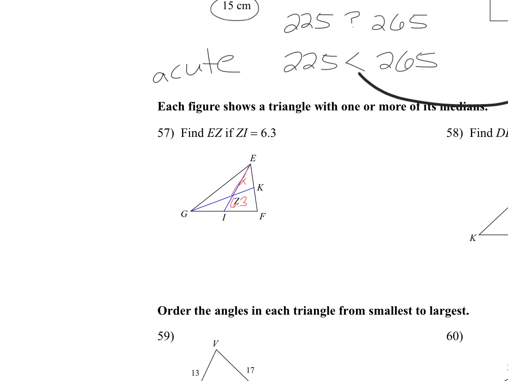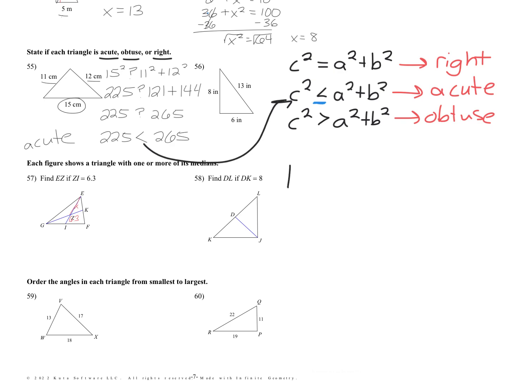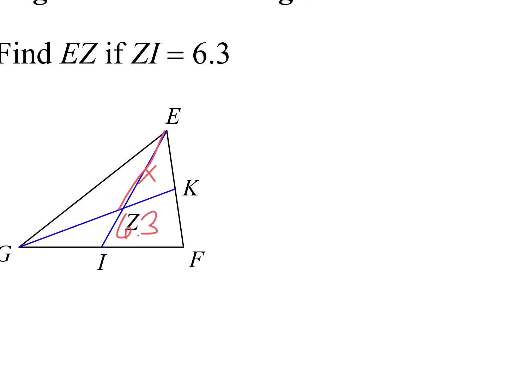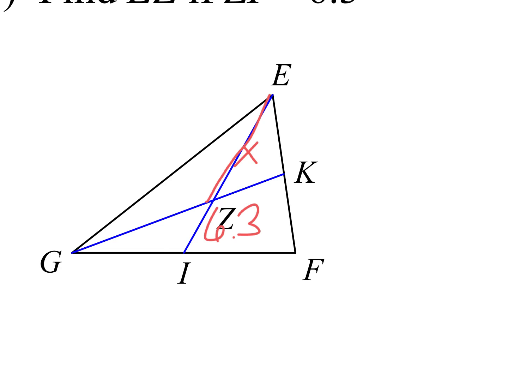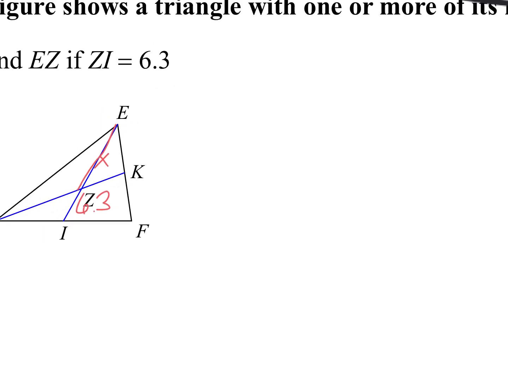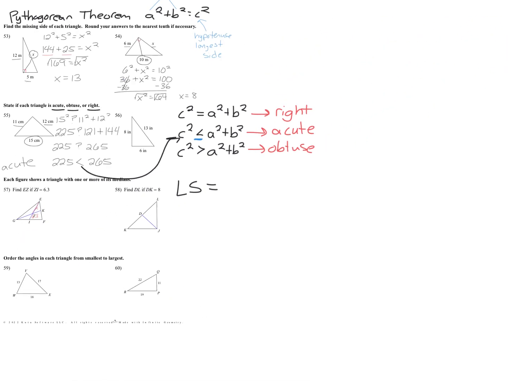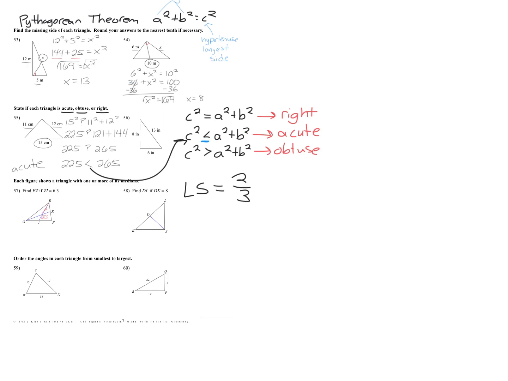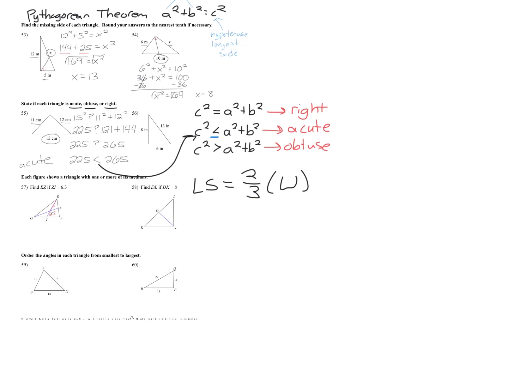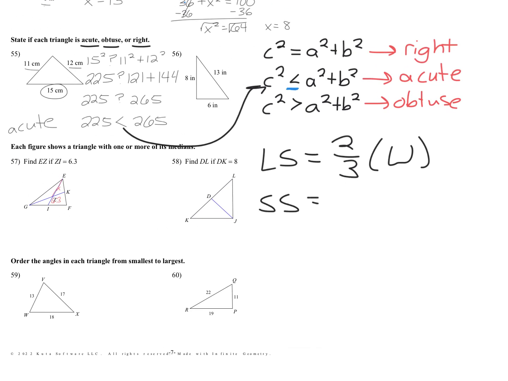So long side, let me come over here. Long side equals, which one's the long side, X or 6.3? X. What portion of the whole does it look like? Is it half of the whole? Close. It's like 2/3, remember? So long side is 2/3 of the whole. W stands for the whole. Short side, if the long side is 2/3, what's the short side? 1/3 of the whole.